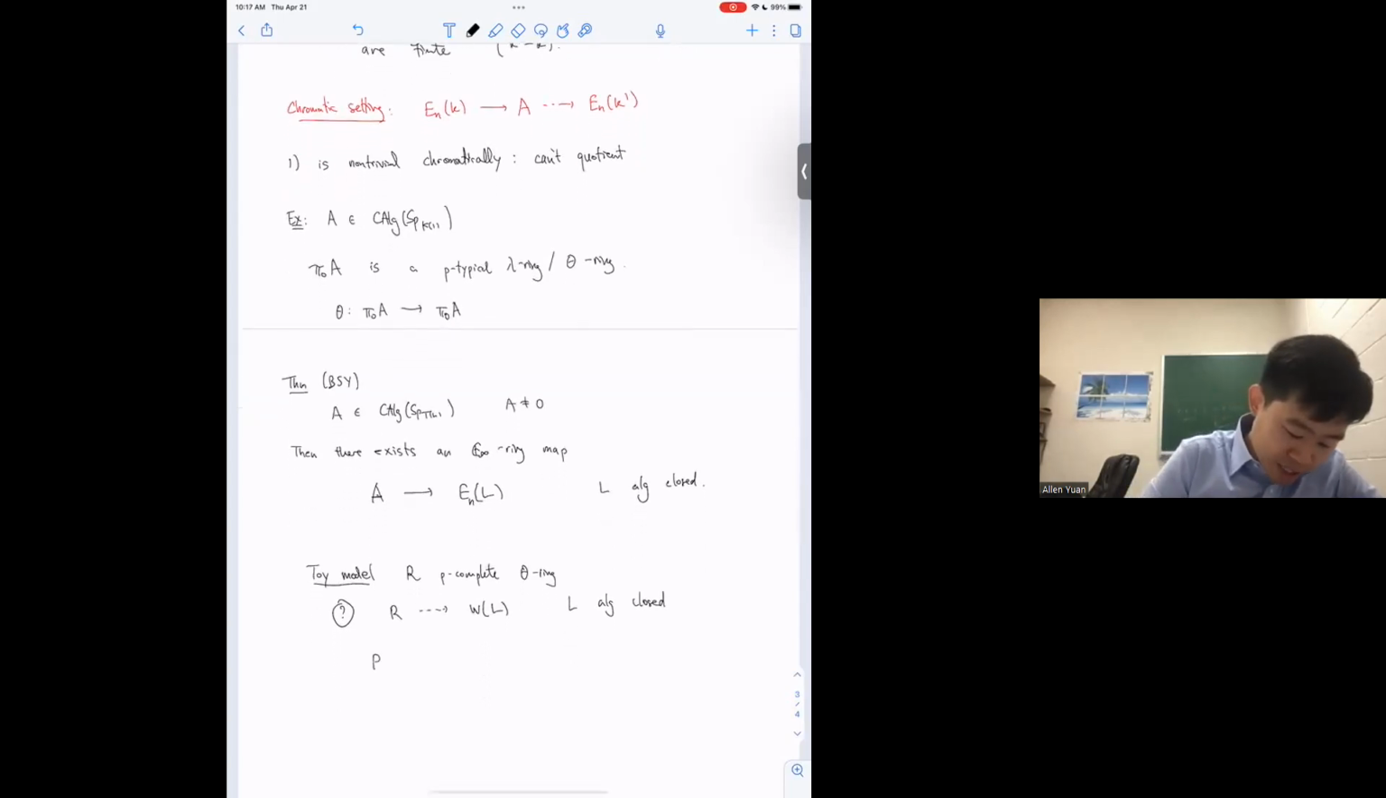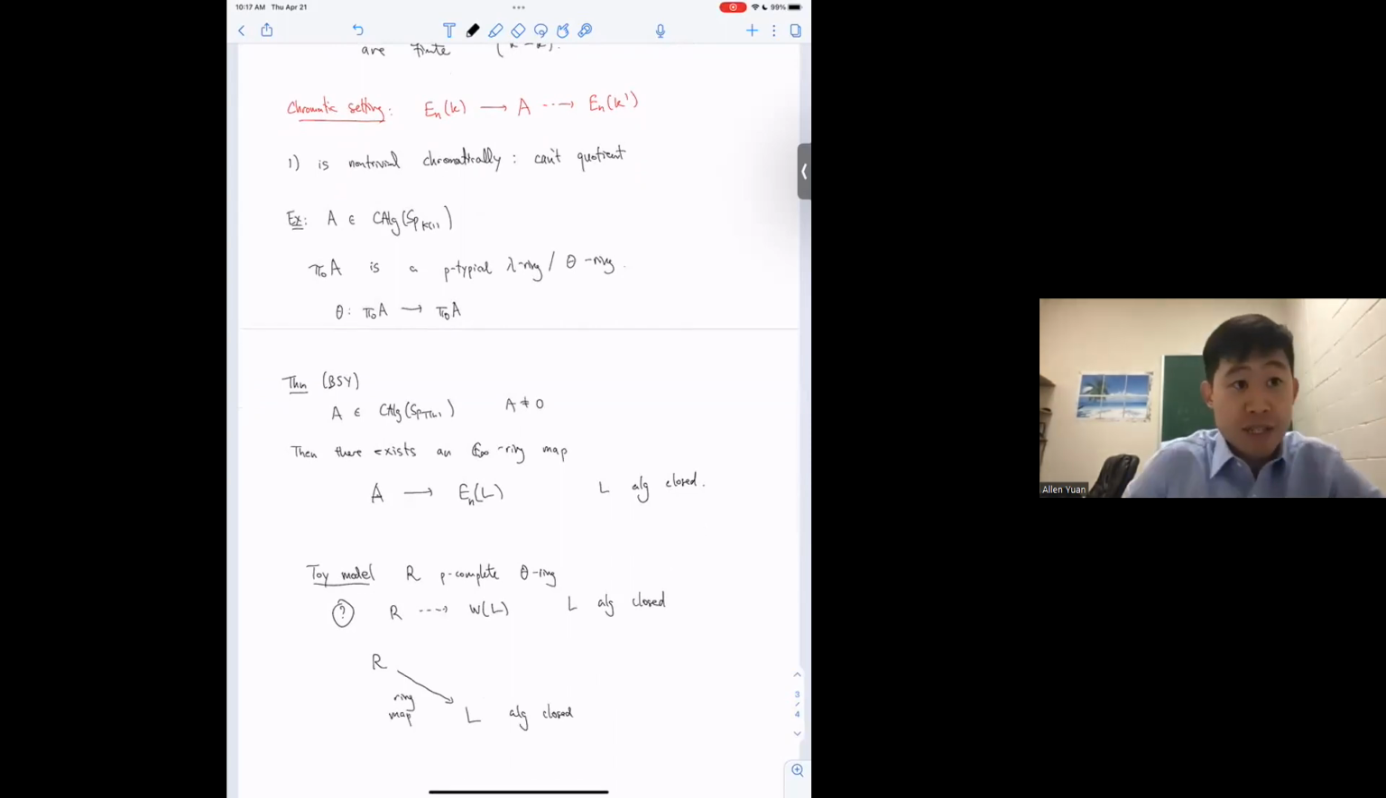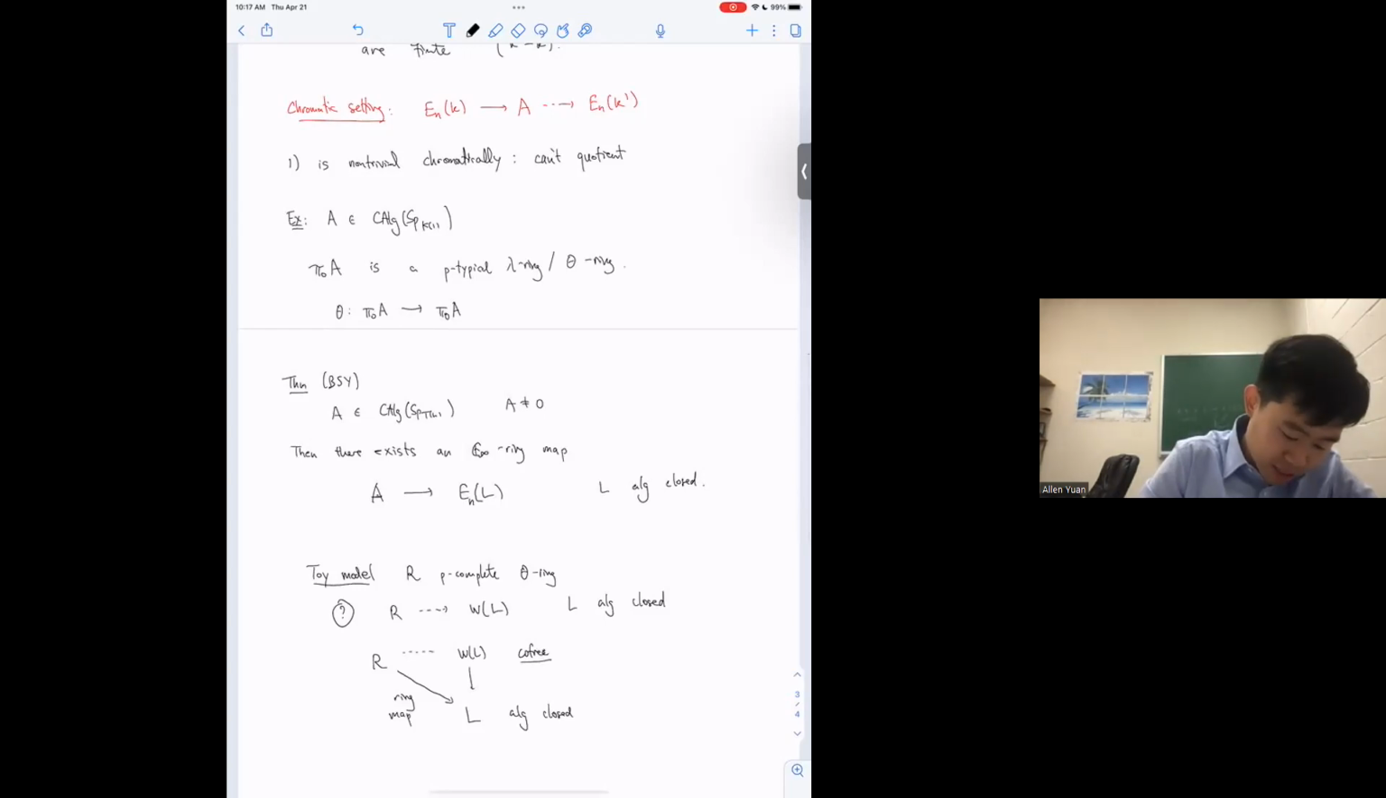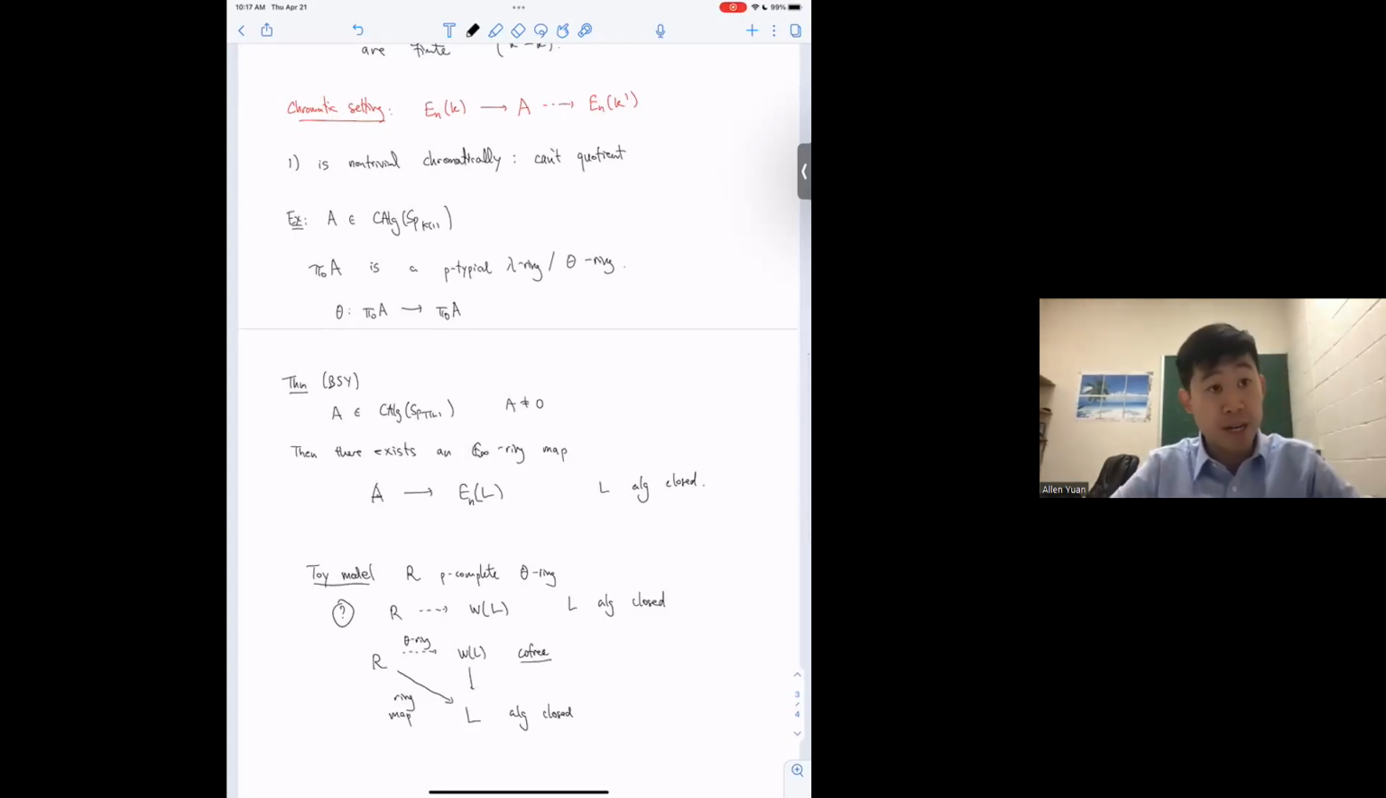And the reason this happens is, from R you can choose a map to an algebraically closed field L of characteristic p, just of rings. So I'm ignoring the theta ring structure. But over L, you have the Witt vectors of L, and that has a special property that it's the co-free p-typical lambda ring on L. So giving a theta ring map to the Witt vectors of L is the same as giving a ring map to L, and therefore you get that factorization.